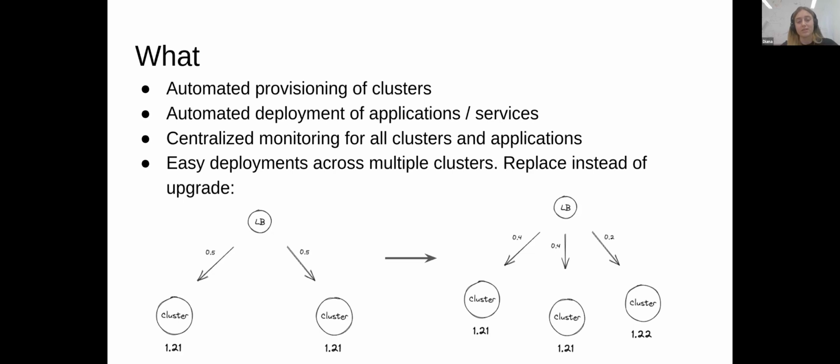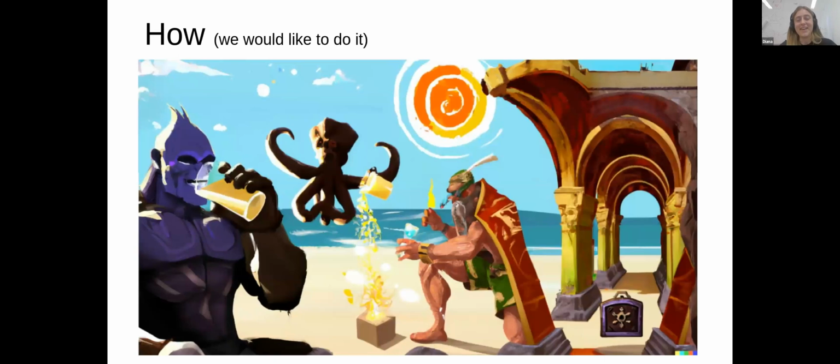What this means is, as you can see in this image, if you have two clusters of version 1.22 and a load balancer that sends traffic to those clusters, when you want to have a newer version, you can just create a new cluster because it should be easy. You can provision them and you can deploy applications easily. And then you just send a small part of your traffic to the new version. And when you are confident enough, you can start decommissioning the older versions. So this is how we would like to do it.